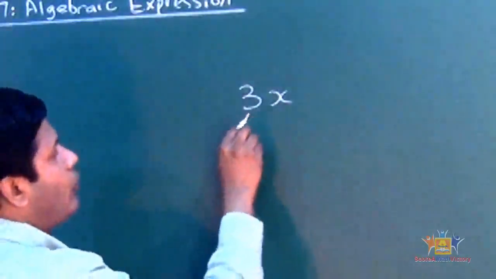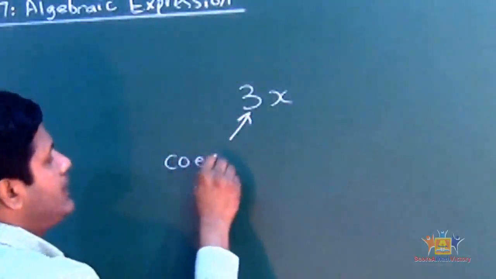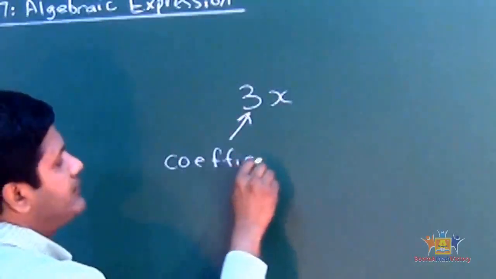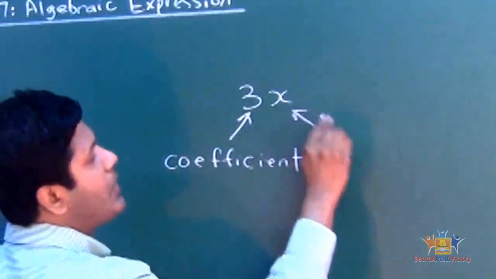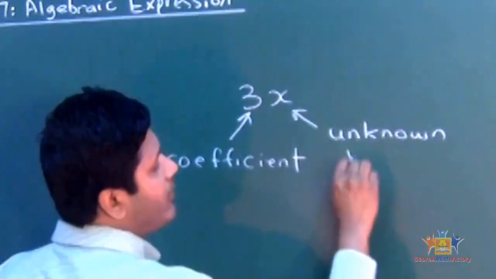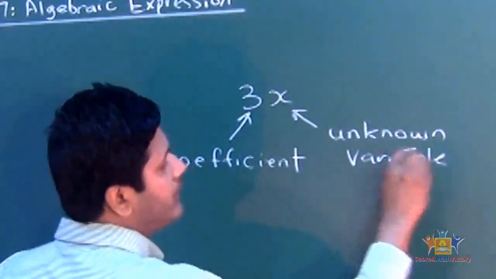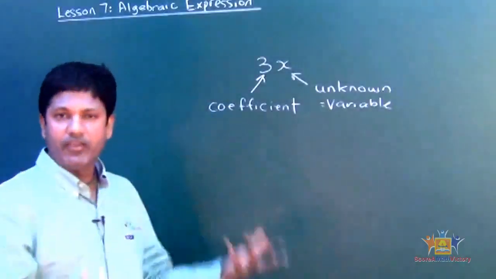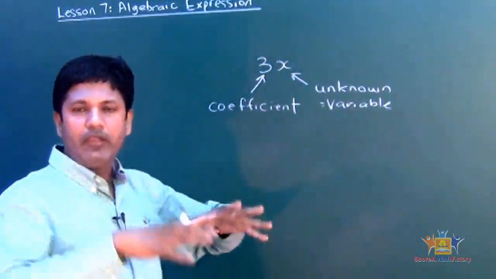Now you have a coefficient. This is called the coefficient. It's spelled C-O-E-F-F-I-C-I-E-N-T, and that's coefficient. And this is the unknown, which can also be called a variable. Be careful, they both are the same, unknown or variable. So we assign a letter to it, so that way we don't know what it is.